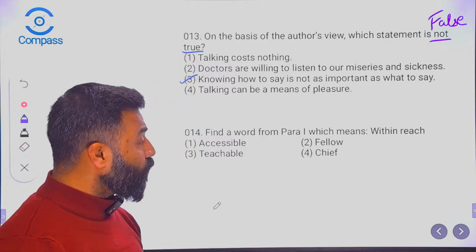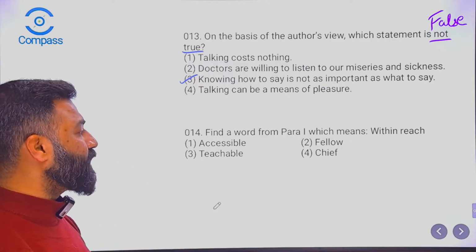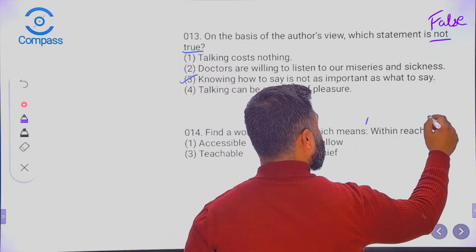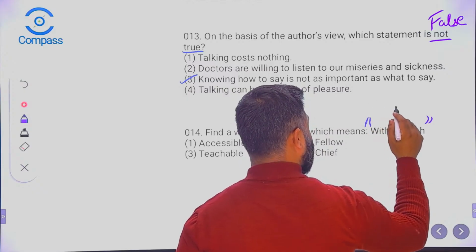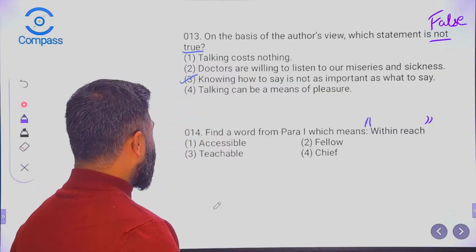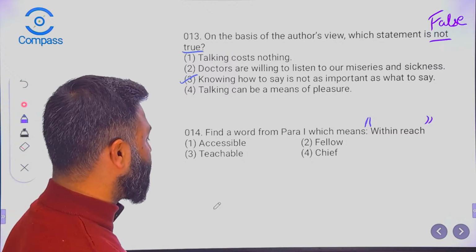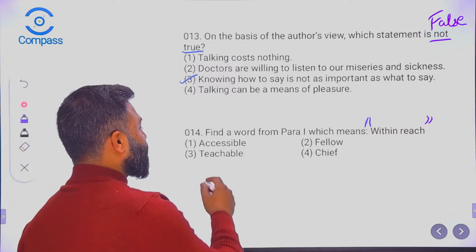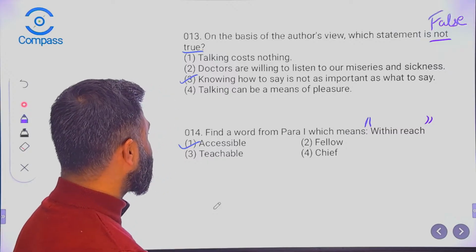Let's do this. Find a word from paragraph one, which means "within reach." I'm trying to make inverted commas here, but I miserably failed in making the inverted commas. But that's okay. So within reach, what is it? Accessible, fellow, teachable, chief. What do you think? Within reach, accessible. That's the right answer. Very good. Okay, let's proceed. Question number 15.